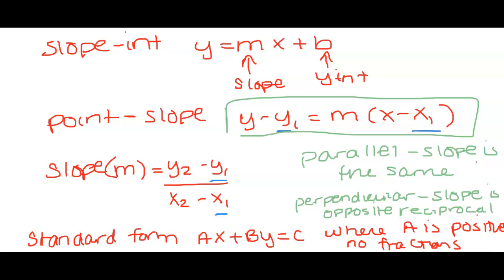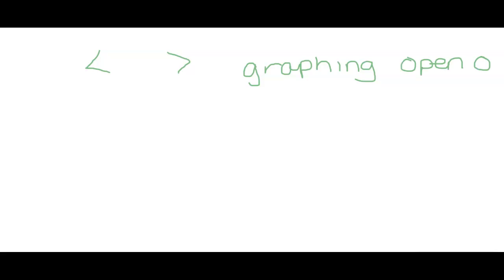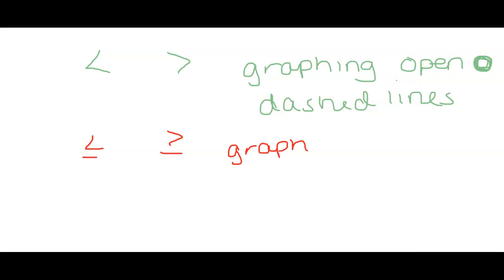The last key thing you need to know or recall is less than or greater than when graphing. These are either open circles or dashed lines. So they're either open circles on piecewise or dashed lines on graphs. Greater than or equal to graphs as closed circles and solid lines.